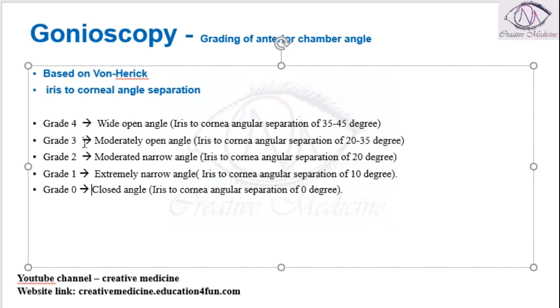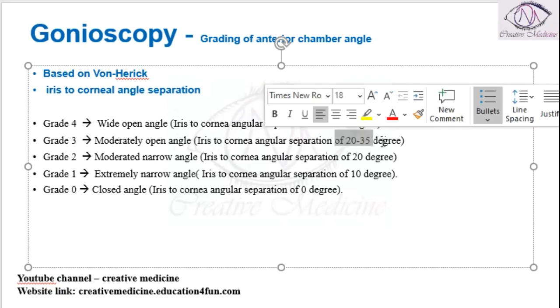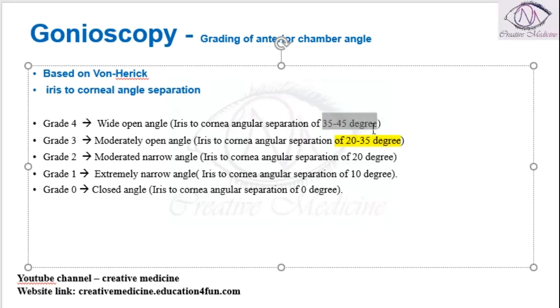Then we have grade 3. In grade 3, we have a moderately open angle where the iris to corneal angle separation is between 20 to 35 degrees. So if it is 35 to 45 degrees, then it is grade 4. If it is 20 to 35 degrees, then that is grade 3.